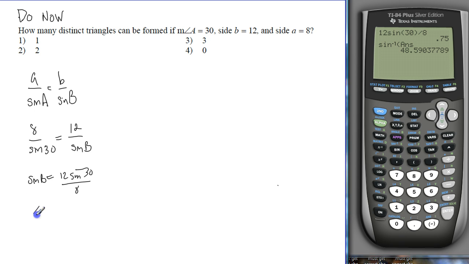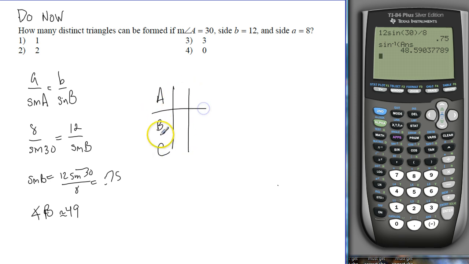So I come up with angle B to be, what do we got here? Rounded, 49 degrees. So that's 0.75. And what we did yesterday was we made a chart, A, B, C. Angle A is 30. For this problem, angle A is always 30. It's given to us. So angle B, though, I found is a reference angle. So that's 49.